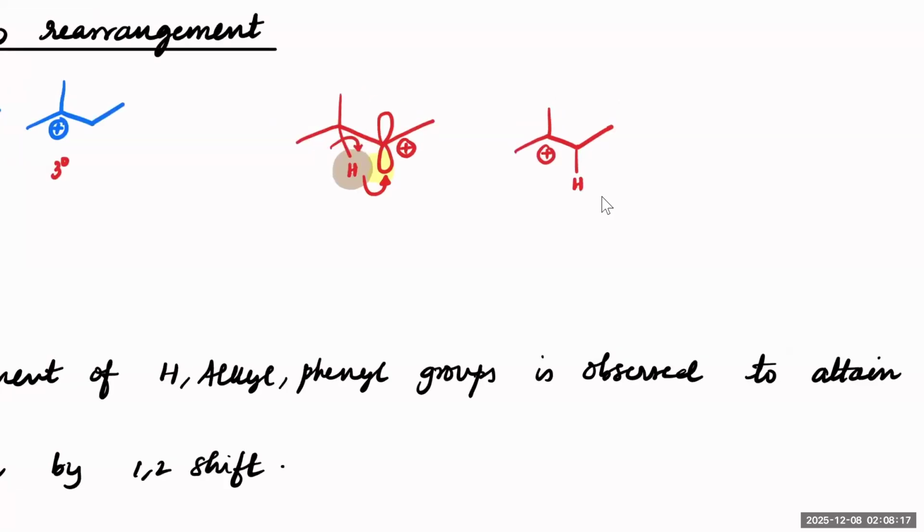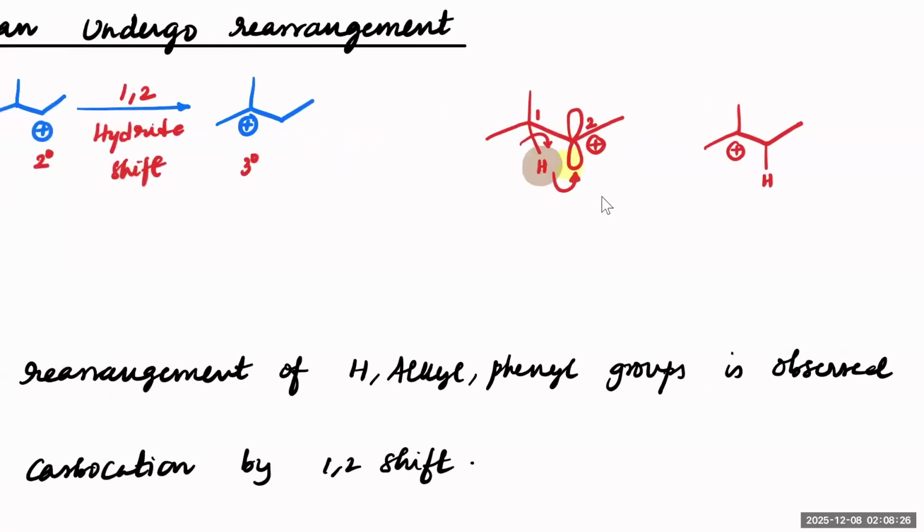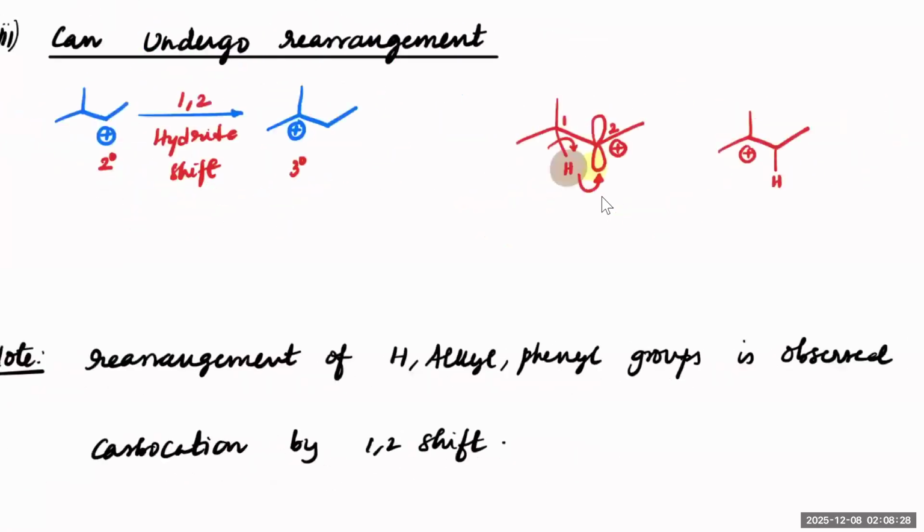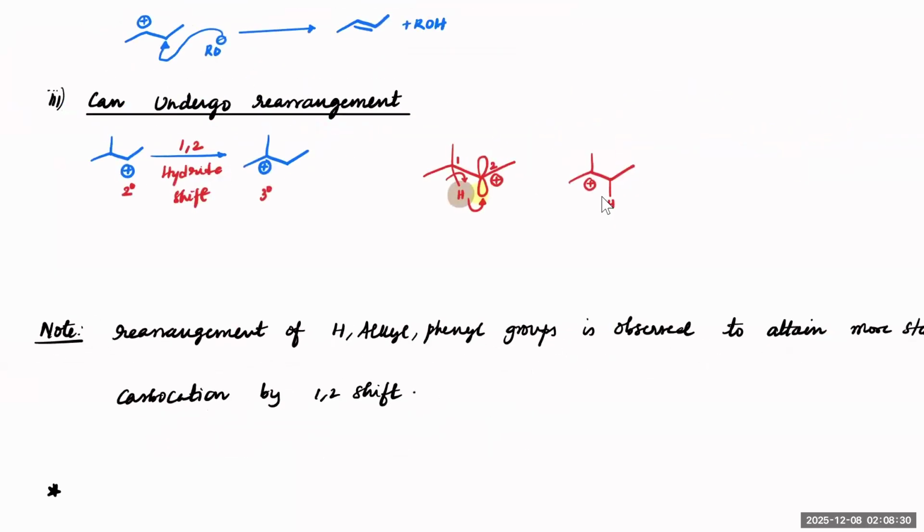So that's why we call it a hydride shift. 1-2 position, because it is position 1 and 2. So the hydride is shifting from position 1 to position 2. That's why it is called a 1-2 hydride shift. I guess this part is clear, everyone. What does hydride shift mean?